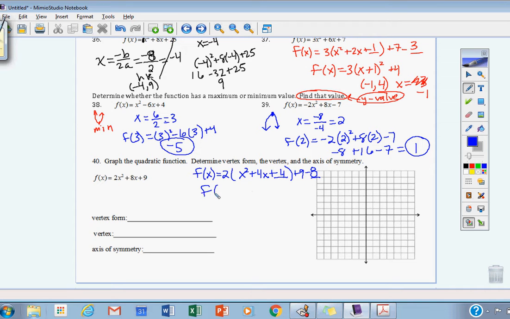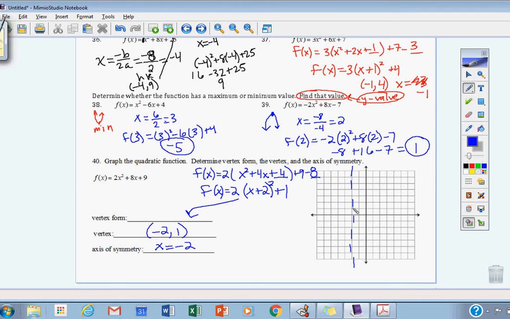So then when we get this into vertex form, we got a 2 out front for our a value. Very simple perfect square trinomial factoring there, and then we got plus 1. So that is vertex form. The vertex would be at negative 2, 1, and the axis of symmetry would be x equals negative 2. All right, so let's try to graph this based on all of that information.